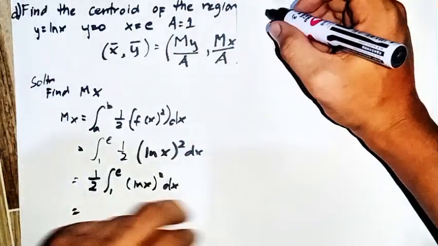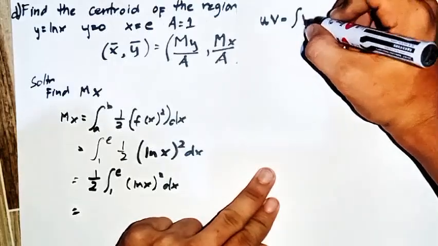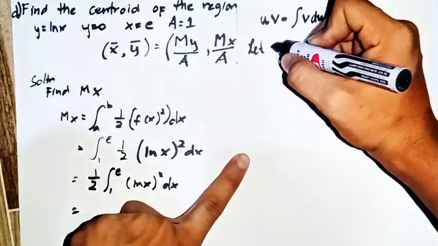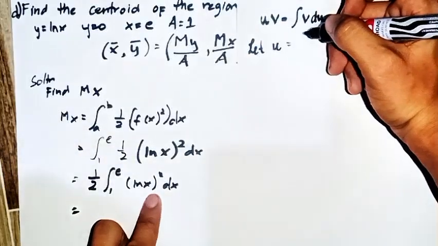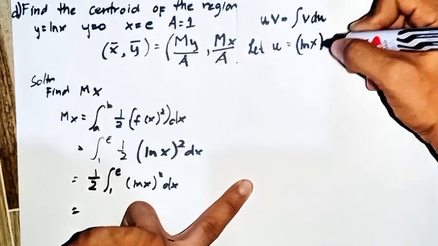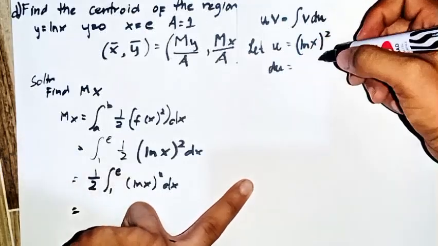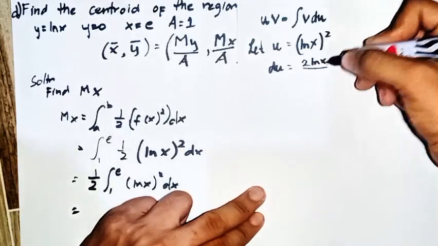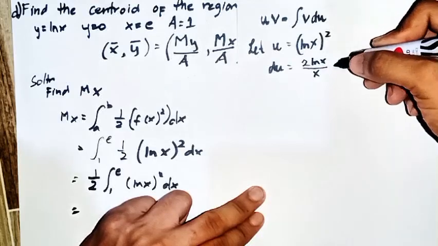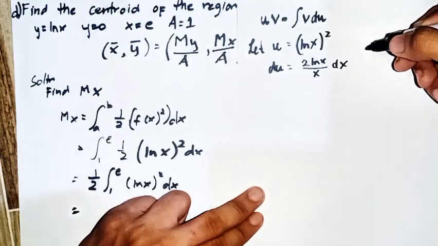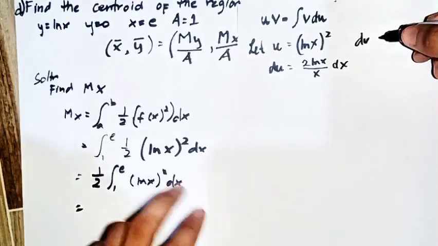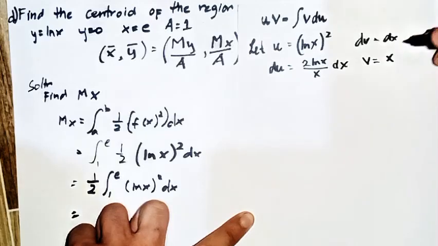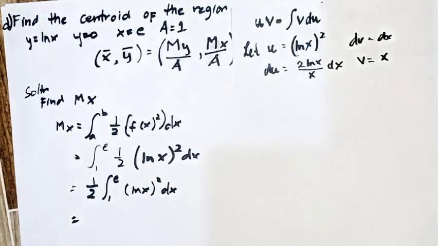Again, the formula for integration by parts is u times v minus the integral of v du. We're going to let u be (ln x)^2, and our du is the derivative, which is 2 ln x over x, so 2 ln x over x dx. And our dv, the remaining part, is dx, and the v is x. Now let's substitute this into our formula.